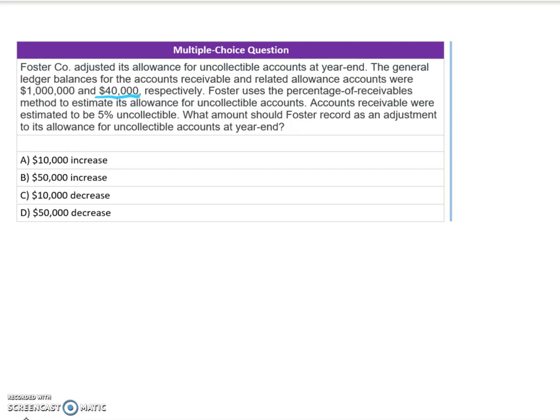So Foster uses the percentage of receivables method, and that is going to be our balance sheet approach. So remember, we're going to be using the percent of our accounts receivable to calculate our required ending balance of our allowance. So we know accounts receivables are estimated to be 5% uncollectible.